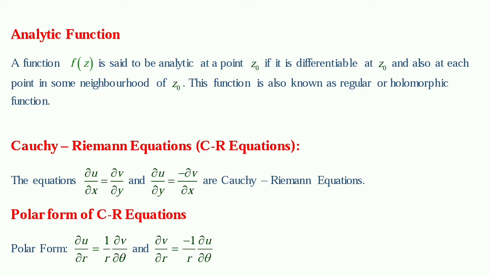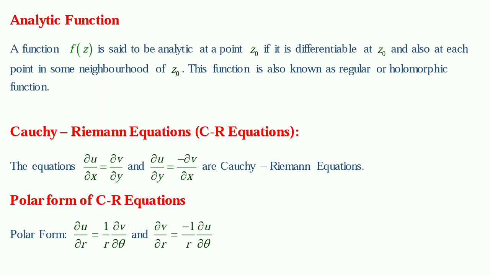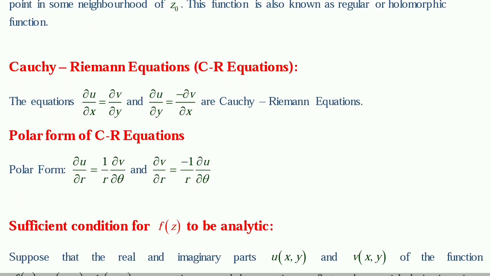Okay, now next is Cauchy-Riemann equations, simply we can say CR equations. The equations ∂u/∂x = ∂v/∂y and ∂u/∂y = -∂v/∂x are called Cauchy-Riemann equations. Simply we can say ux = vy and uy = -vx. So these are the Cauchy-Riemann equations.